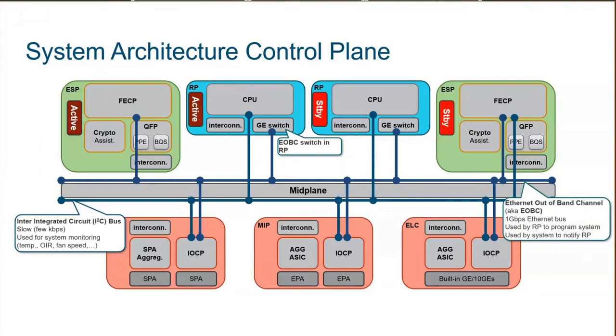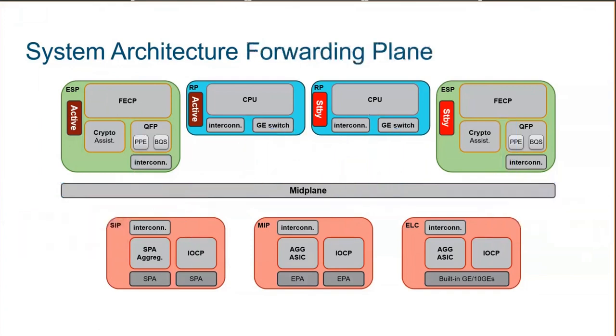So this is how system monitoring and system programming can be done from the control plane itself. And these are the internal links which we have in the mid plane that will help us in doing those activities. Going further, we have the forwarding plane architecture.